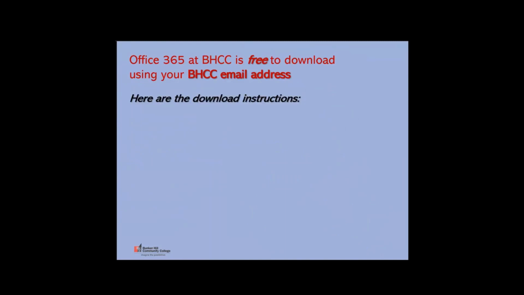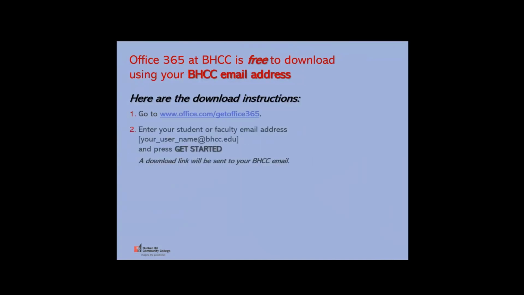First of all, let's look at Office 365 at Bunker Hill. It's free to download using your Bunker Hill email address. Here are the download instructions. You go to office.com/getoffice365. You click on that and you enter your student or faculty email address and then press Get Started. A download link will be sent to your Bunker Hill email address. Log into Bunker Hill email, open the Microsoft email link, and click on the link and complete the installation.